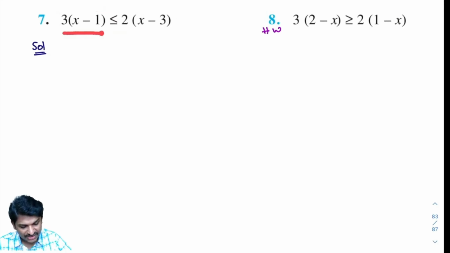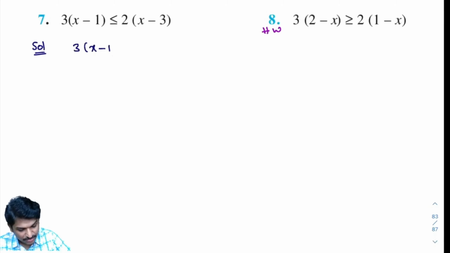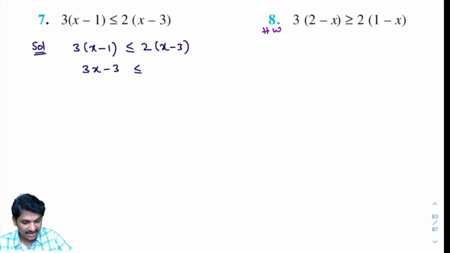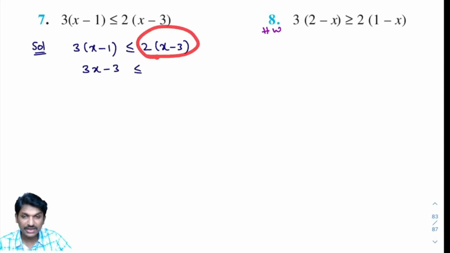Very simple. First, this left hand side part you simplify, right? Multiply with 3. I'll write the question. 3 into x minus 1 is less than or equal to 2 into x minus 3. This is the given question. Now what I'll do? I'll solve this left hand side part. Multiply: 3x minus 3 less than or equal to. Now right hand side part you multiply 2 into x minus 3. What is that? That is 2x minus 6.